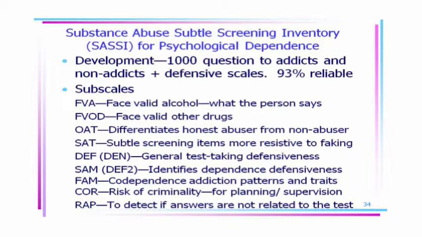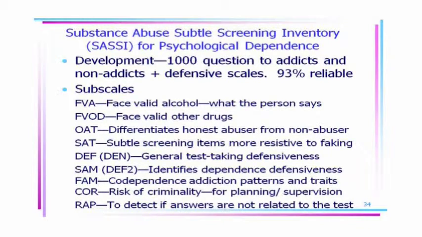The OAT differentiates honest abusers from non-abusers. One of the questions on here would be, do you believe people lie to get what they want? They're subtle questions, and they're true and false questions. The SAT is the subtle screening items, more resistant to faking. DEF is the defensiveness scale. These questions have to do with how defensive they are. SAM identifies dependence and defensiveness, and FAM has to do more with the family issues, codependent questions.